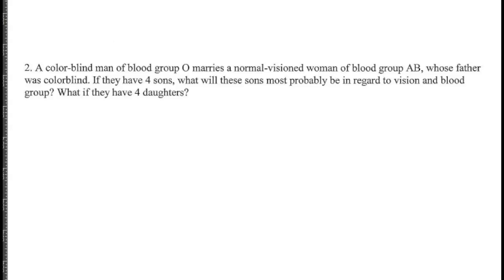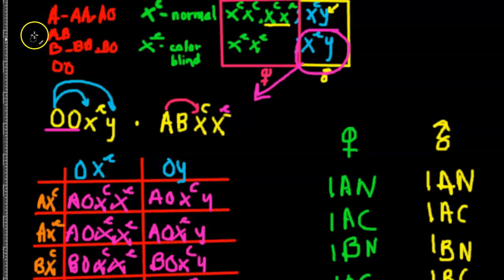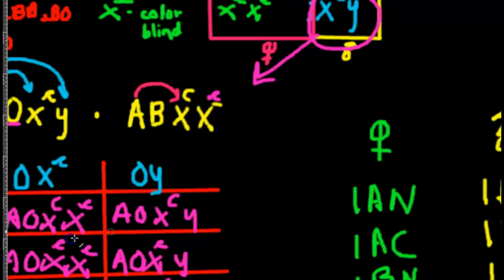So let's go to my GIMP board. Let's review blood type right up here. We have A blood, AB blood, B blood, and O blood. A blood is AA or AO because O is recessive. AB blood is codominant. B is BB or BO, and O blood is OO. For colorblindness, just like hemophilia, let's make that a little bit bigger so you can see it better.